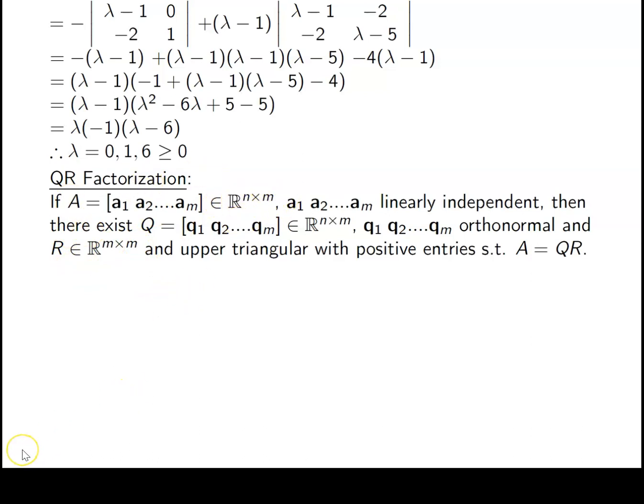So let's go over the steps. I'm sure that the orthogonal diagonalization isn't too much because it's very similar to the diagonalizations we were doing before. QR factorization is a little bit different, but not too much. So for this one, we're going to go over the steps. So how to find the QR factorization.